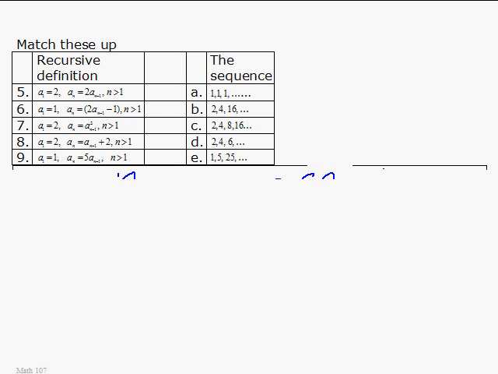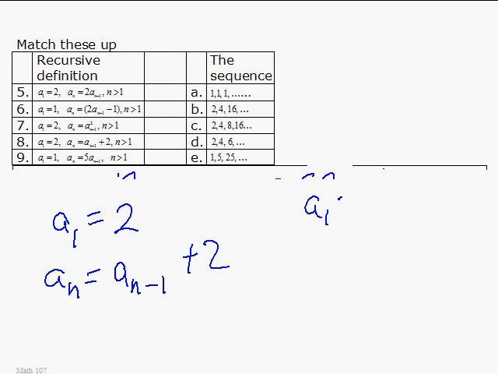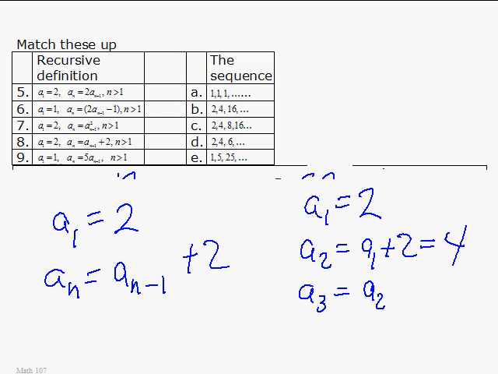I hope you're seeing this notation. a1 is 2. Okay, and I say the new one, or the next one, is the previous one with 2 added onto it. So I can write the terms. a1 is 2. a2 is going to be a1 plus 2. It's going to be 4. a3 is going to be whatever a2 was, 4, added 2 to it gives me 6. a4 is a3 plus 2, so 6 plus 2 is 8.